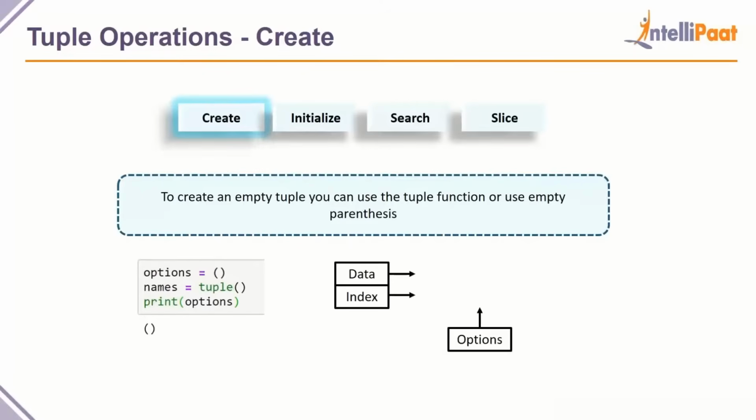Now we can use the print options here, and what we do is we're printing anything that is inside the options tuple. Since it's empty, it just prints the parentheses. To give you a good overview of what the internal memory representation looks like, look at the image on the right hand side. We have data and index both pointing to an empty space because nothing has been assigned, and the options variable is going to be pointing towards the entire memory space that is acquired by the options tuple. Since it's empty, nothing is there.